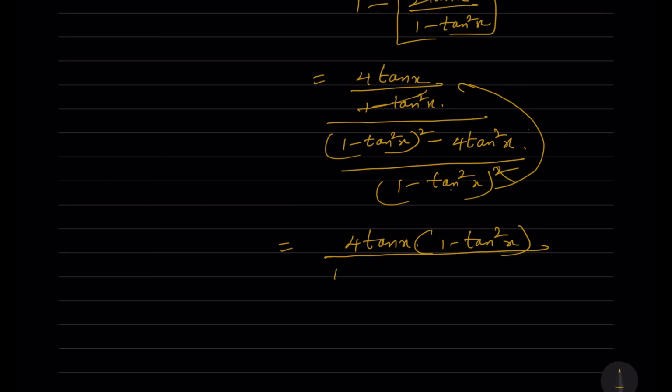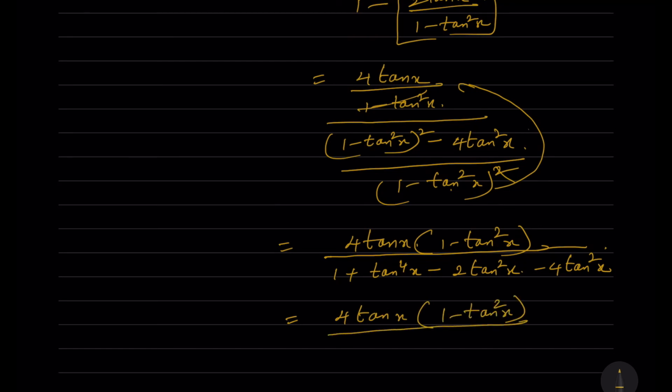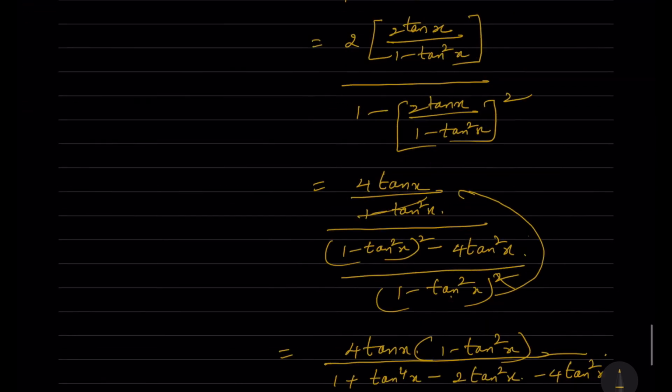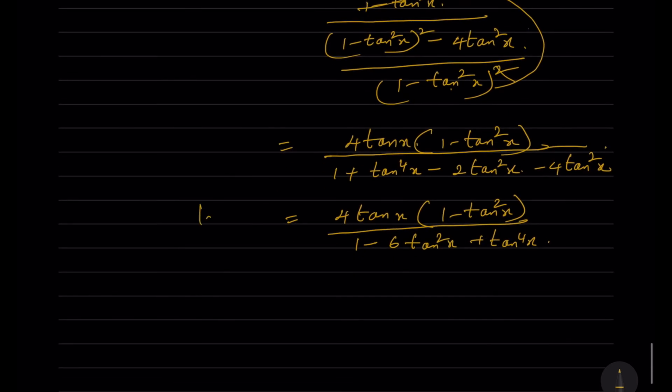So you are going to get it as 1 plus tan to the power of 4x minus 2 tan square x minus 4 tan square x. So this can be written as 4 tan x into 1 minus tan square x divided by 1 minus 6 tan square x plus tan to the power of 4x. And this is what we have to prove, isn't it? So therefore we got tan 4x is equal to, this is the answer. Hence proved.